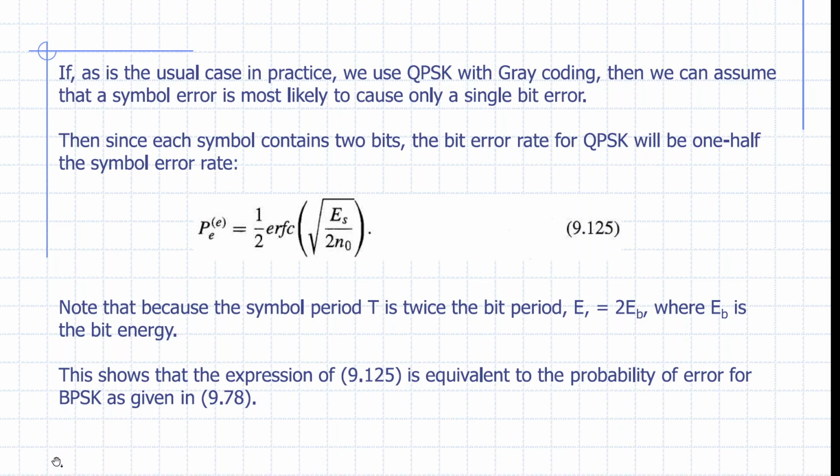So the most important thing is QPSK is really efficient. QPSK is twice as bandwidth efficient as BPSK, but it has the same probability of error.